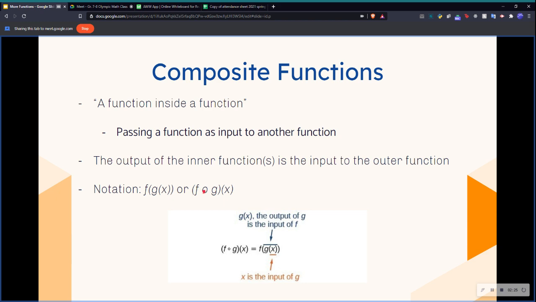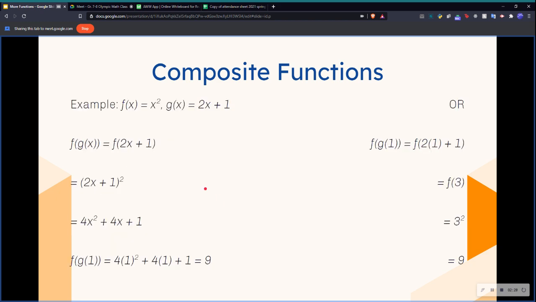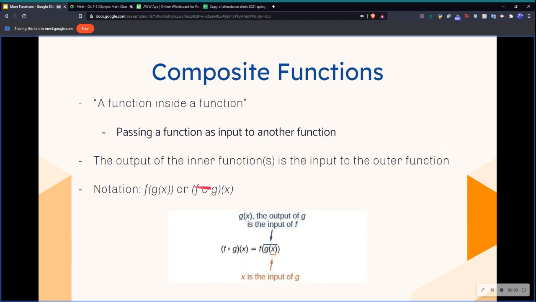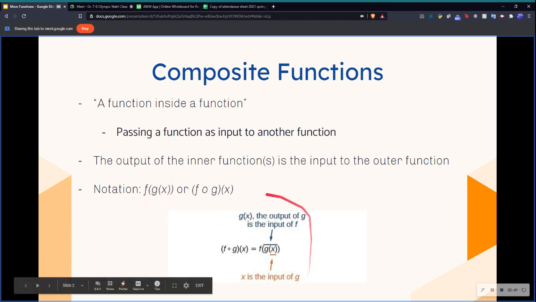So this small circle right here just symbolizes the word "of" or "at". So f at g of x is the same thing as this one. But I think the left one, f of g of x, might be easier to understand. And then this picture will give you a better idea of what that looks like, right?